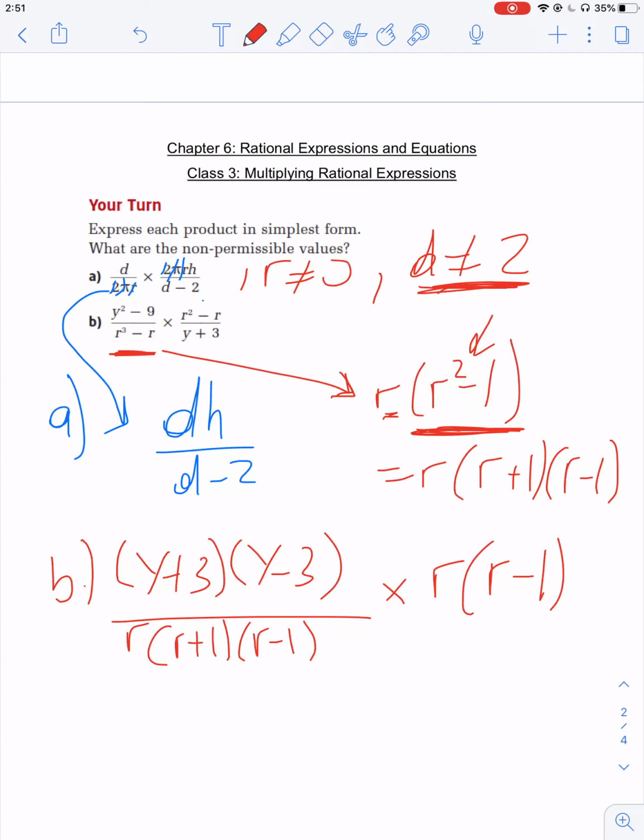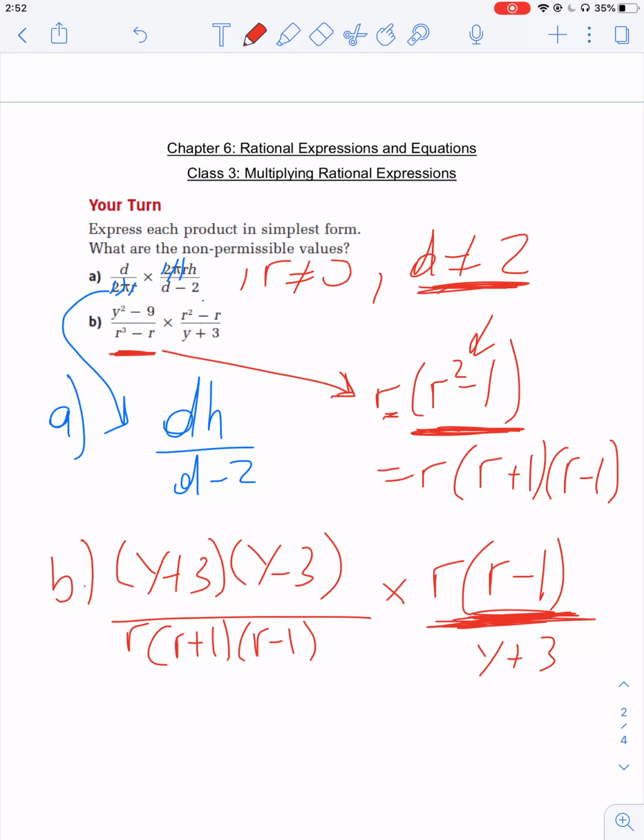I could, and it's not going to be wrong, but if I apply difference of squares to this, I'm going to get square root of r plus 1 times square root of r minus 1, and that just makes it look even worse than it initially was. So you wouldn't want to do that. When you simplify, your goal is to make it look nicer, not uglier. And then finally, my denominator is just y plus 3.